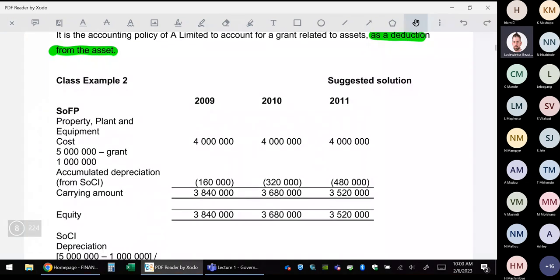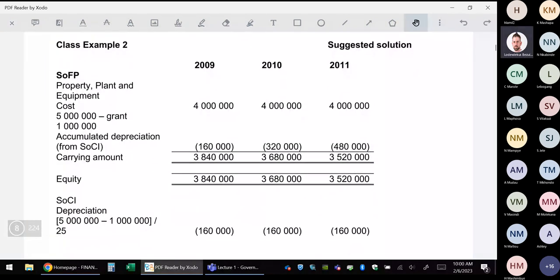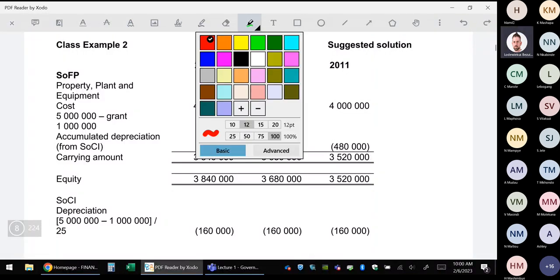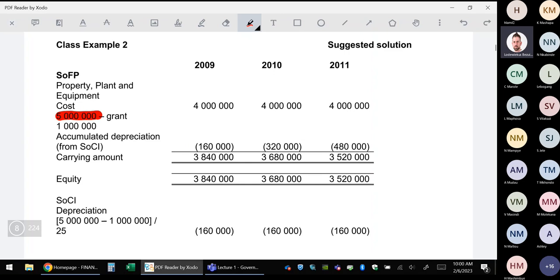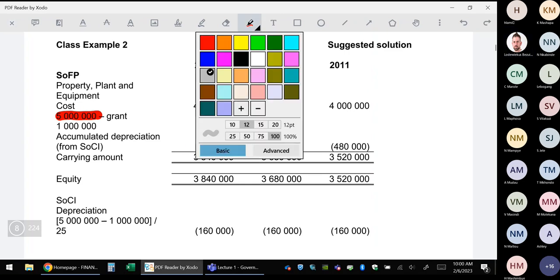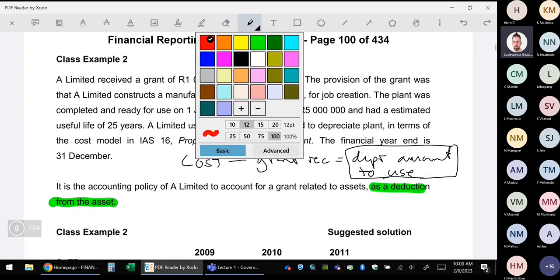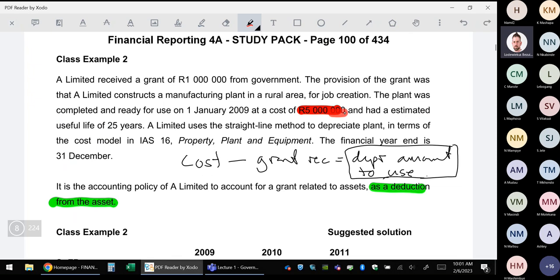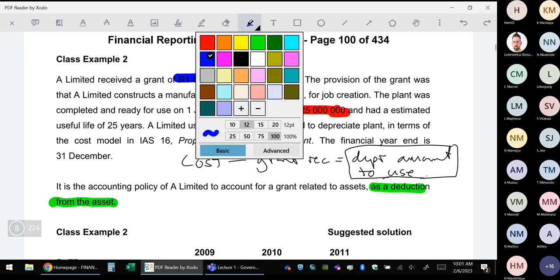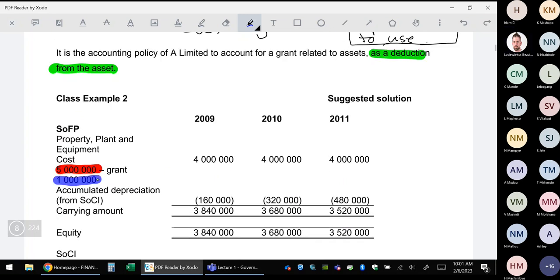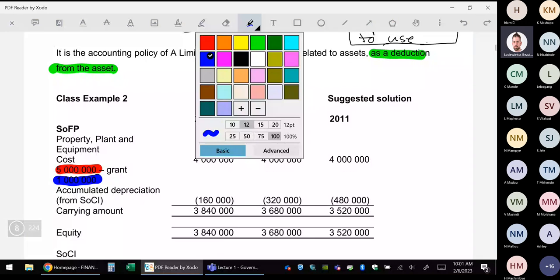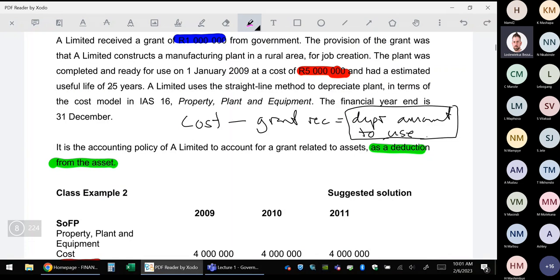So here you will see, now we have the cost of 5 million, less the grant. Can't remember what color we use now. Let's just use the colors on this one. Red is the cost. Grant is a million. And our depreciation rate stays 25 years.